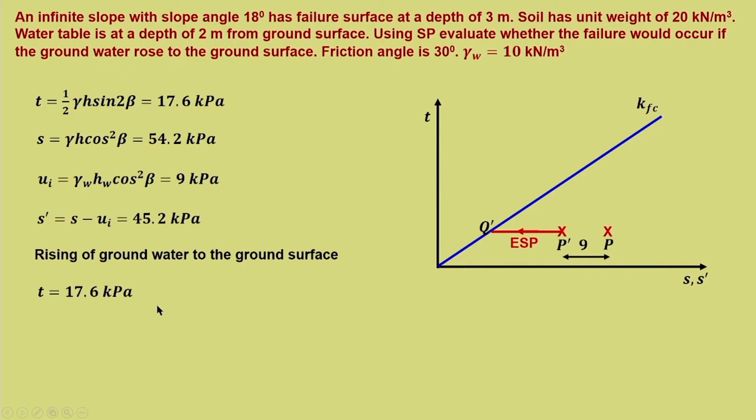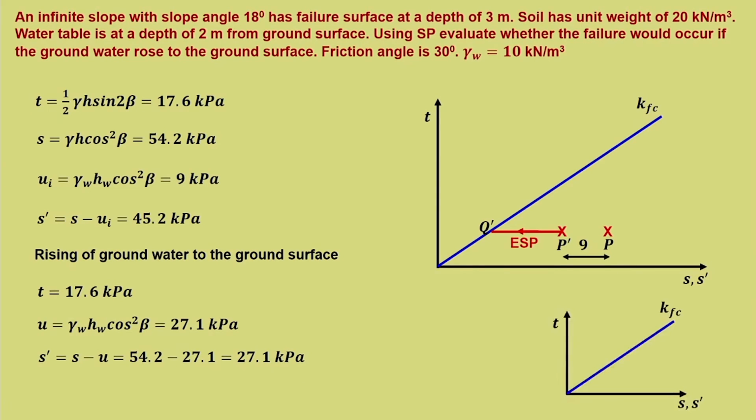T is equal to 17.6 kilopascal, which is not changing. U changes to 27.1 kilopascal. So S dash is equal to S minus U, which is equal to 54.2 minus 27.1, which gives 27.1 kilopascal. That is, if the groundwater table is rising, then the S dash becomes even less, that is 27.1 kilopascal. Now let us try to understand whether this is a failure state or not.